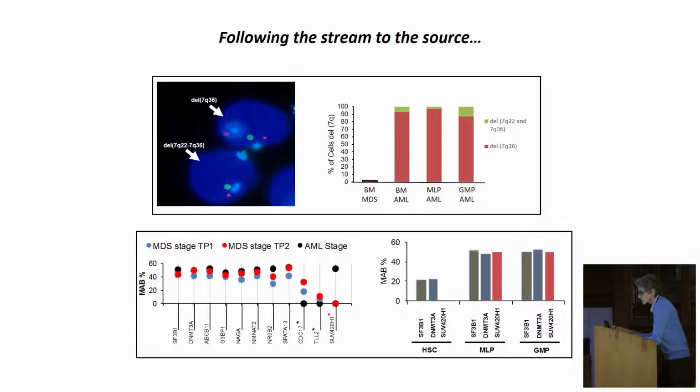But looking back at the patient at MDS stages, we indeed find that this mutation was already present in the bone marrow of these MDS, but at a low level, so it was a small subclone that was there. So indicating that it is probably in these subclones that the transformation occurs.